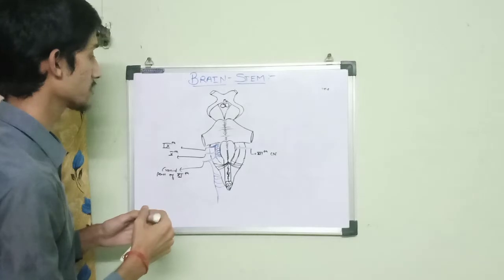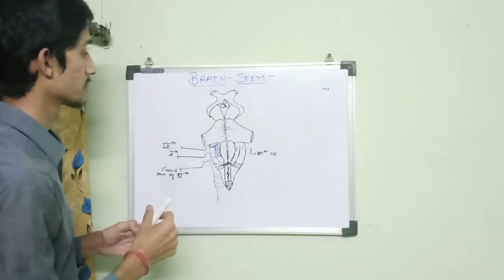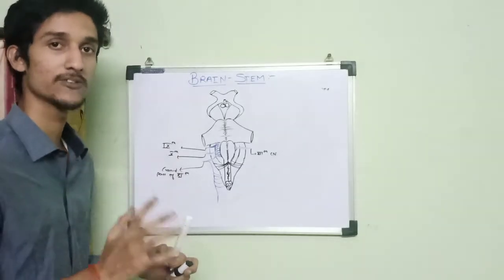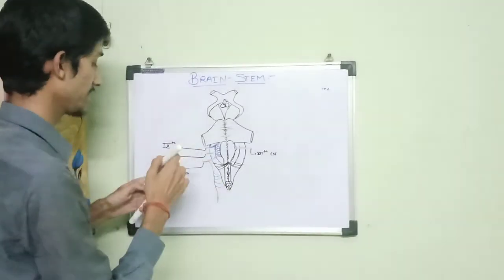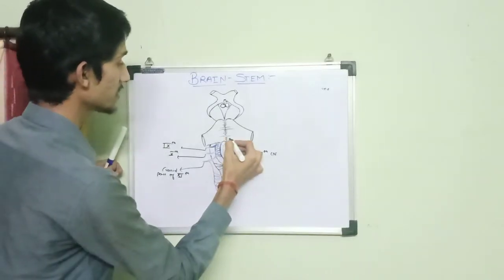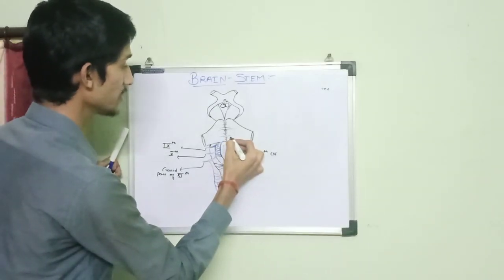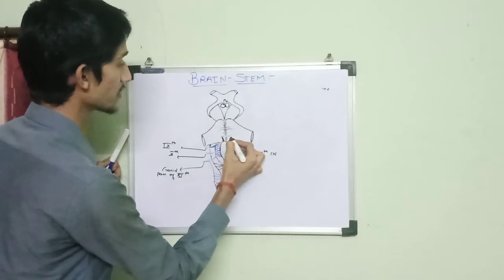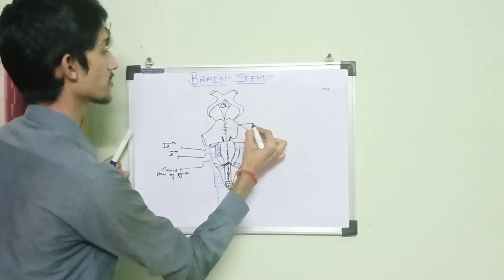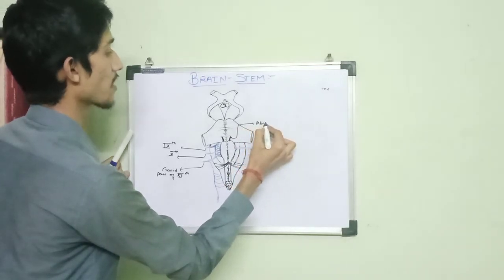Now let us look to the 6th, 7th and 8th cranial nerve, which arise from the pontomedullary junction. It is very similar, very easy. The cranial nerve 6 arises most medially. This is cranial nerve 6, the abducent nerve.